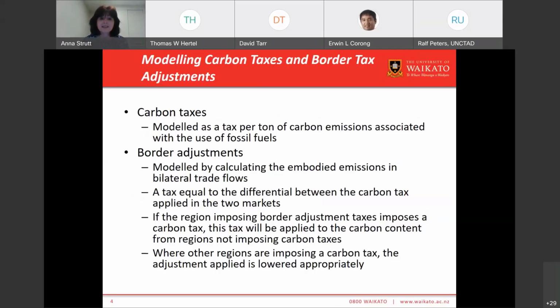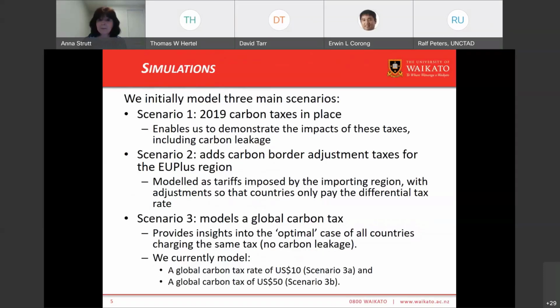A tax equal to the differential between the two markets is then applied. So if the region imposing the border adjustment taxes imposes a carbon tax, it will be applied to carbon content from regions not imposing carbon taxes. And where other regions do have a carbon tax, the adjustment is lowered appropriately. So, for example, if the border adjustment tax was $20 and the other region already had a $5 one in place, then it would be a $15 adjustment that would be made. So very similar modelling of the border adjustment mechanism to in Ralph's framework.